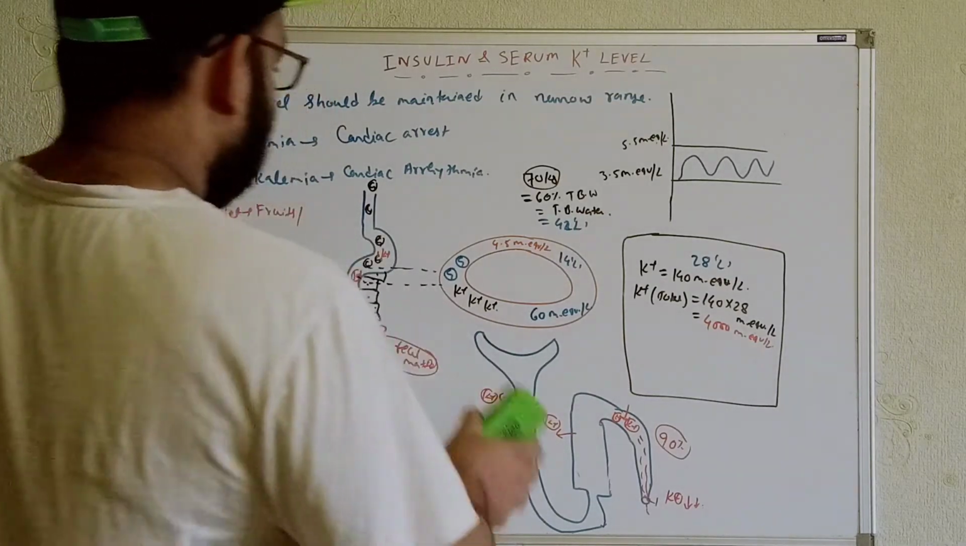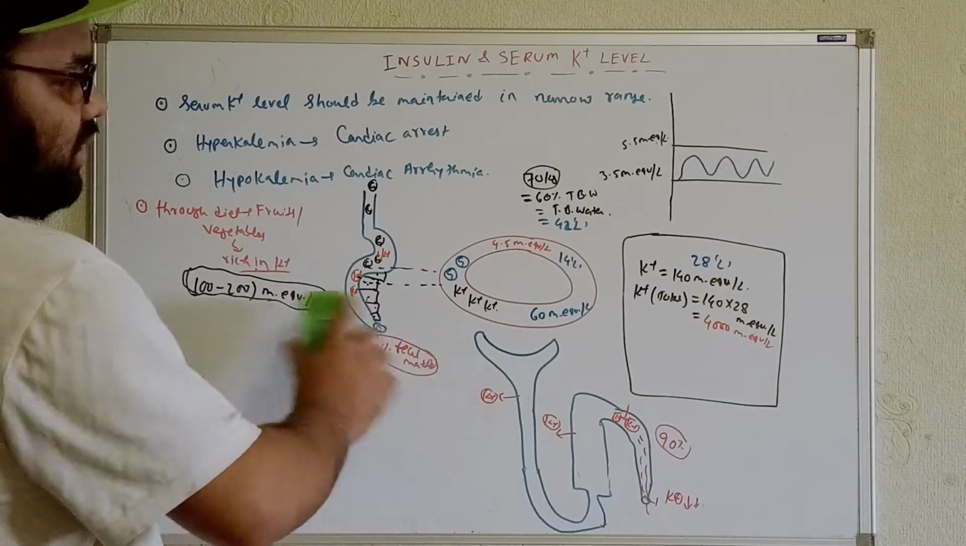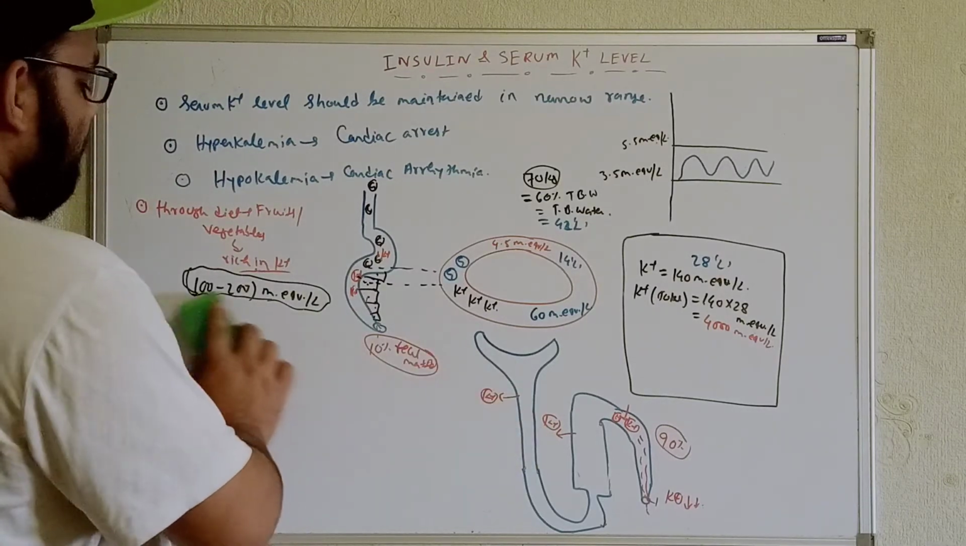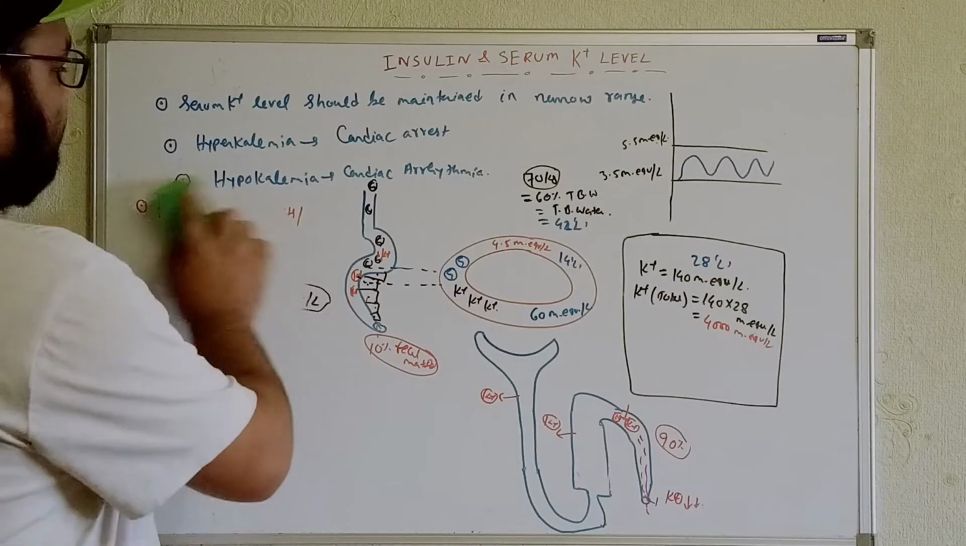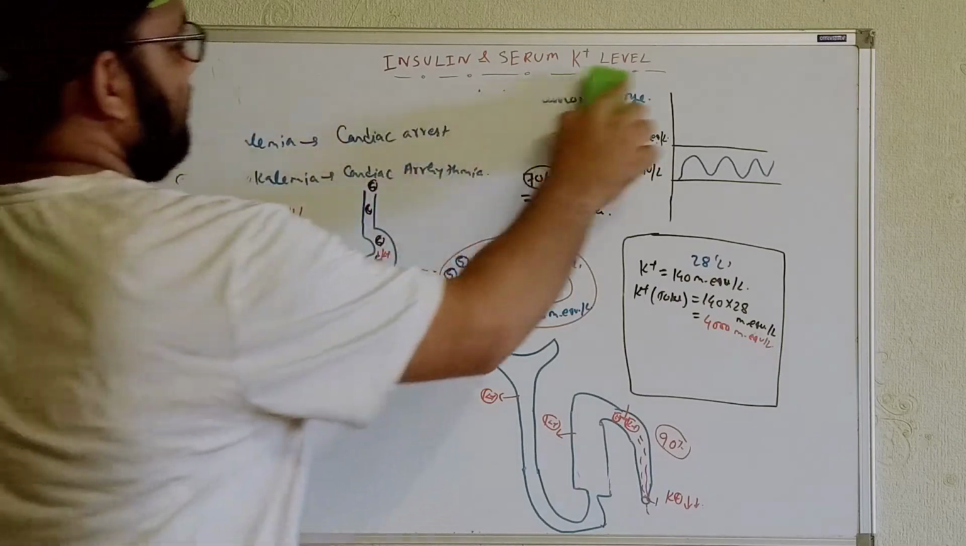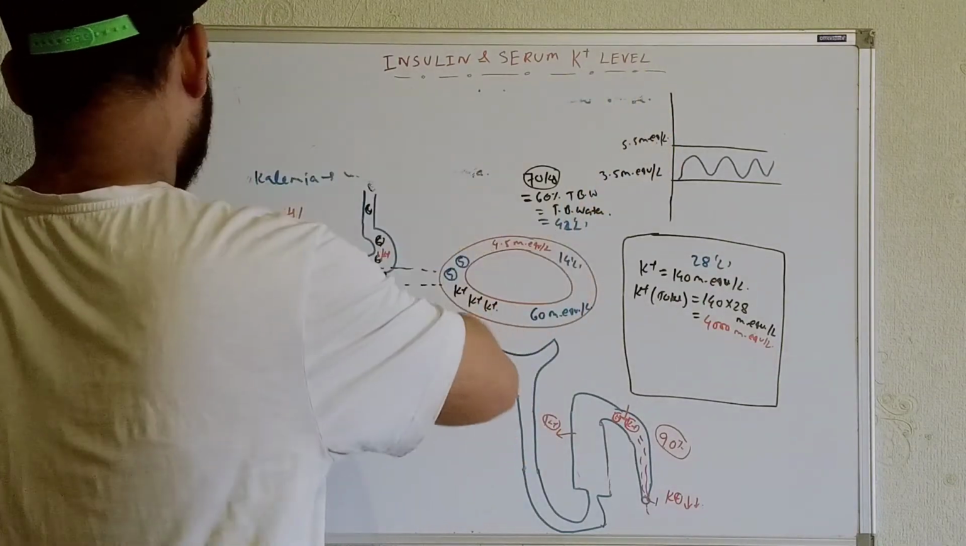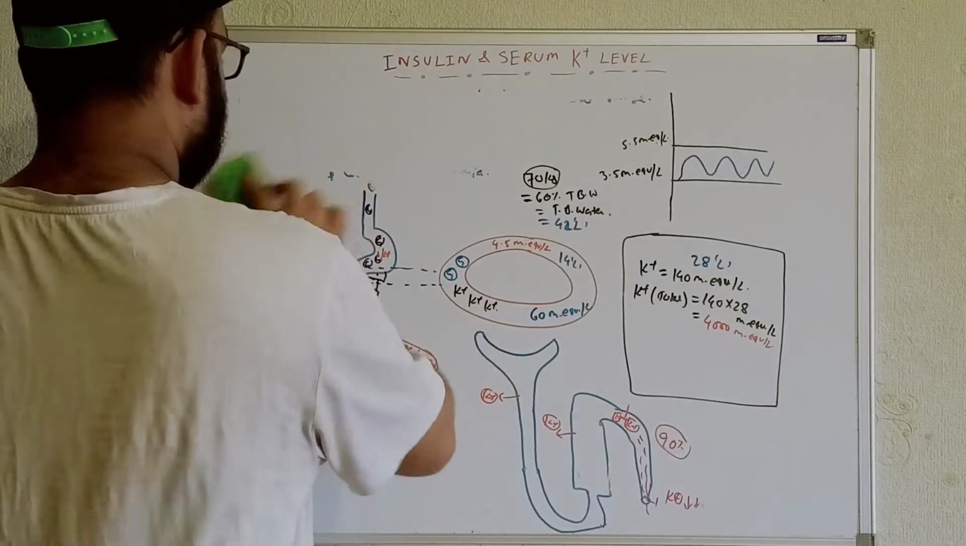So what type of mechanisms will we get? For that I need to draw, and I need to erase these portions. I think it will be better for you guys. Okay, so I hope it's clear up to this much. If you have any questions, you can let me know in the comment section.